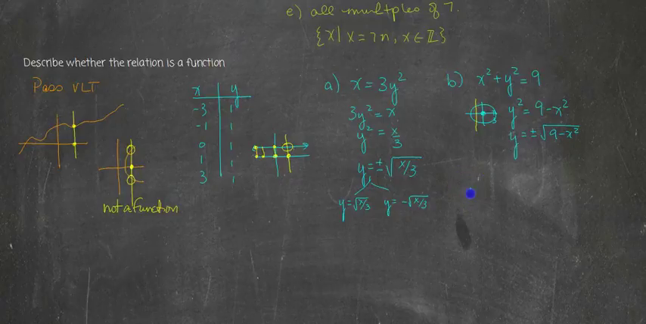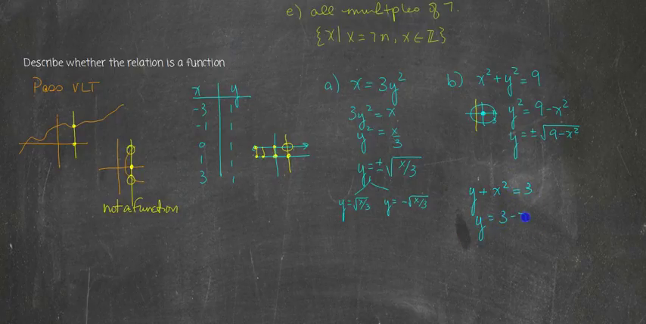On the other hand, if I had y plus x squared equals 3, well, that's just y equals 3 minus x squared. That's just a parabola, and any way you graph a parabola, let's see, minus x squared is going to be downward facing, it's going to cross at 3, so it's going to look like this, but it's going to certainly pass the vertical line test.